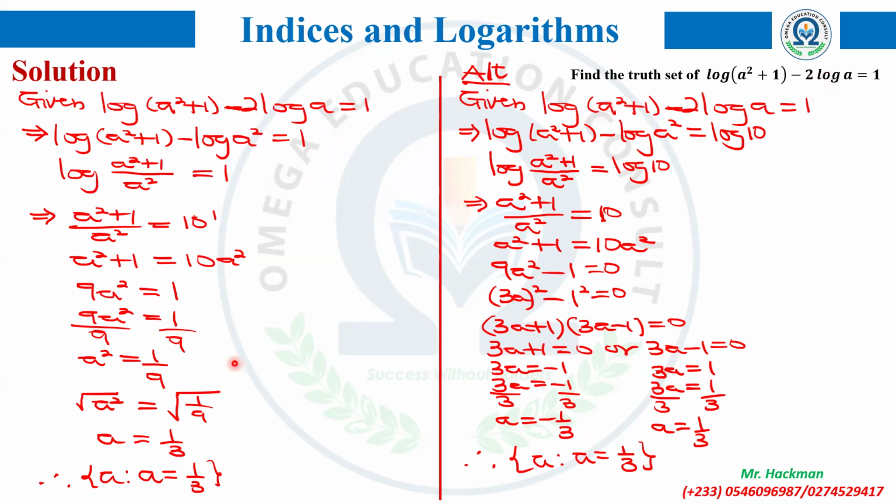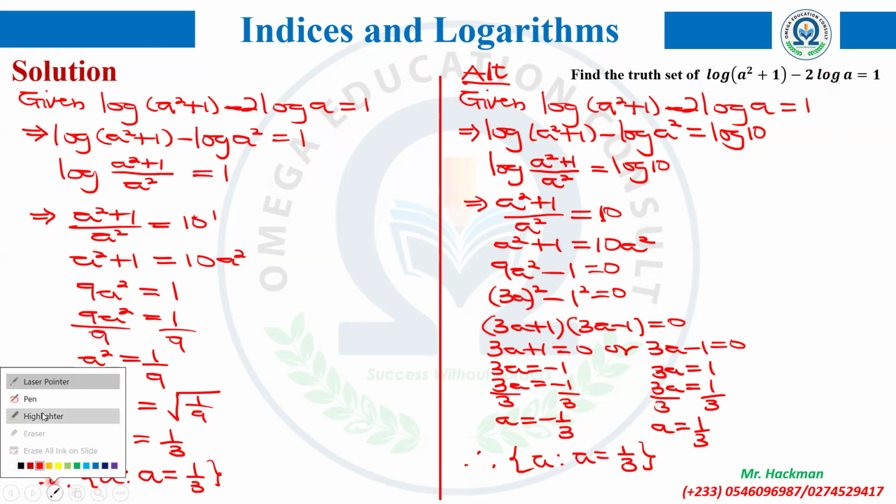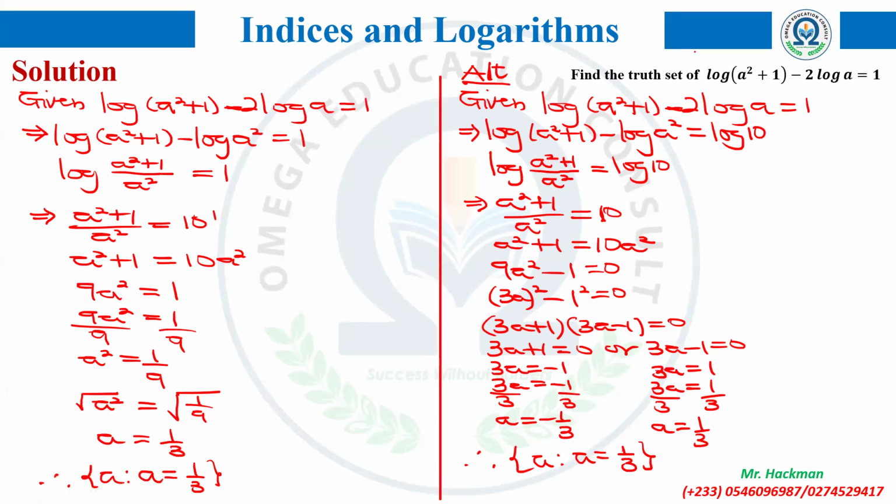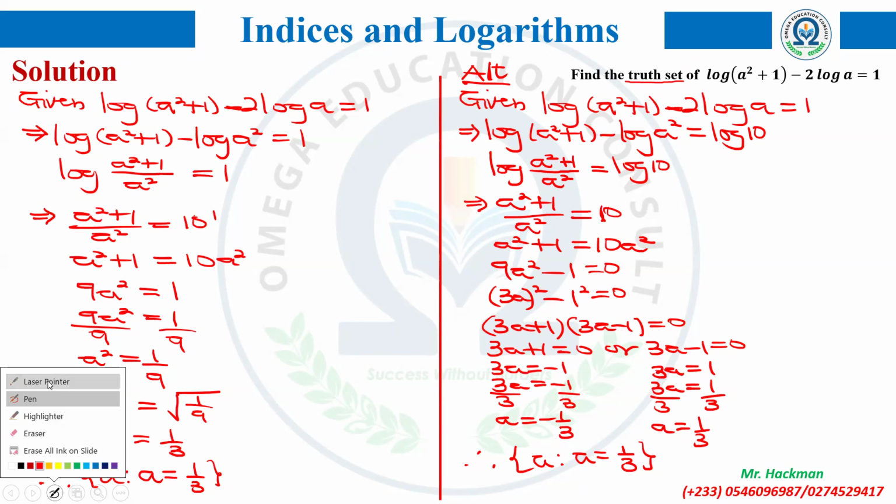Like I've always mentioned, anytime you are asked to solve any question, the first thing that you do is to read the question and underline the salient part. So here, the salient part is the solution set. After underlining it, what do you then do? You go and write "solution". So here, solution is already written there.